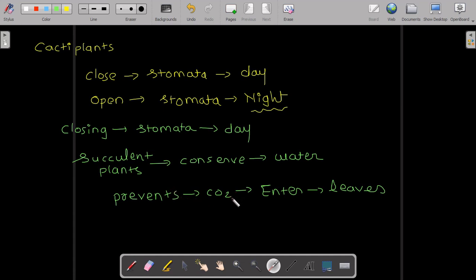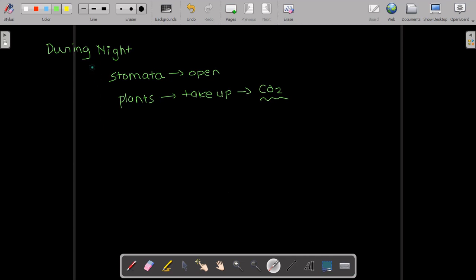And if the carbon dioxide is not entering into the leaves, how is the carbohydrate production going to take place? And there the CAM pathway comes into the picture. Now during night when the stomata are open, plants can take up CO2, and during this time heat is not there, so there is very less loss of water in the form of vapor. So during night the stomata are open and plants can take up carbon dioxide.